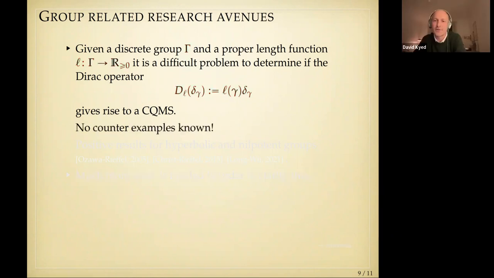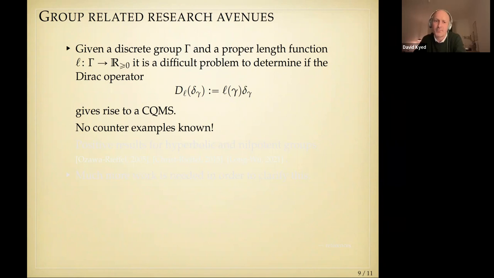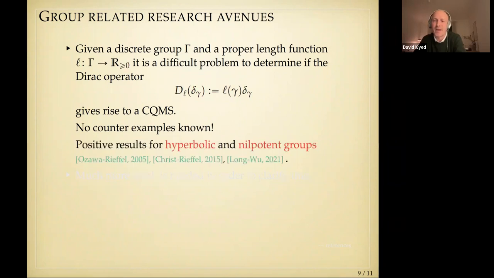So first and foremost, there are no counterexamples known. So for all we know, this could be the case always. There are some positive results, and they are relatively few. The basic two classes of examples for which this is known are the class of hyperbolic groups and the class of nilpotent groups. Both of these classes are extended a little bit, but for the sake of trying to convey the main ideas, these are the two classes to keep in mind.